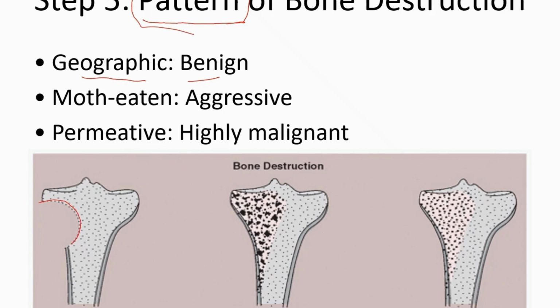Moth-eaten is aggressive. Here we can see the moth-eaten pattern. And permeative bone destruction, so this is the permeative bone destruction. This is highly malignant.